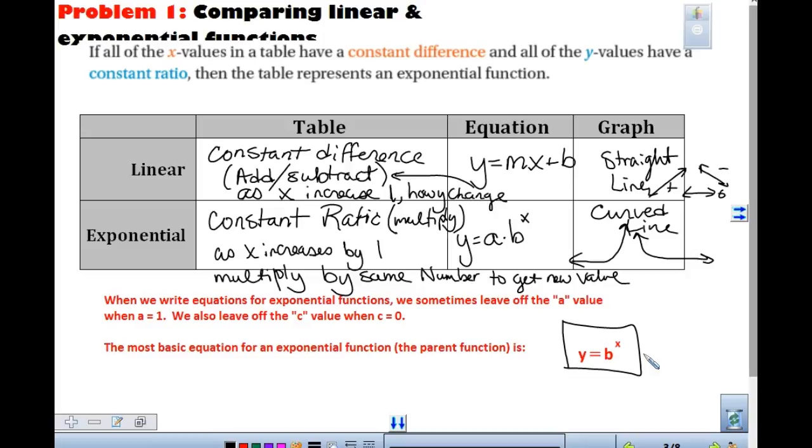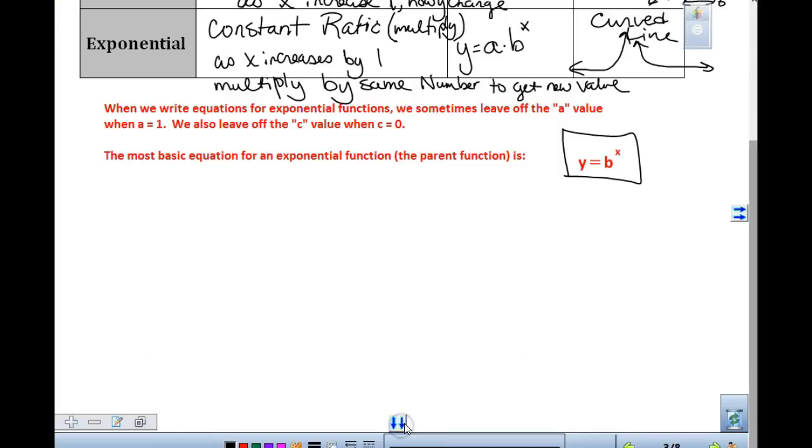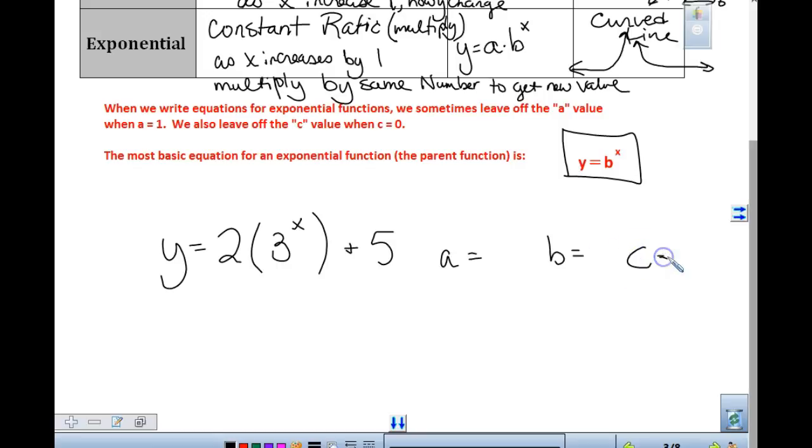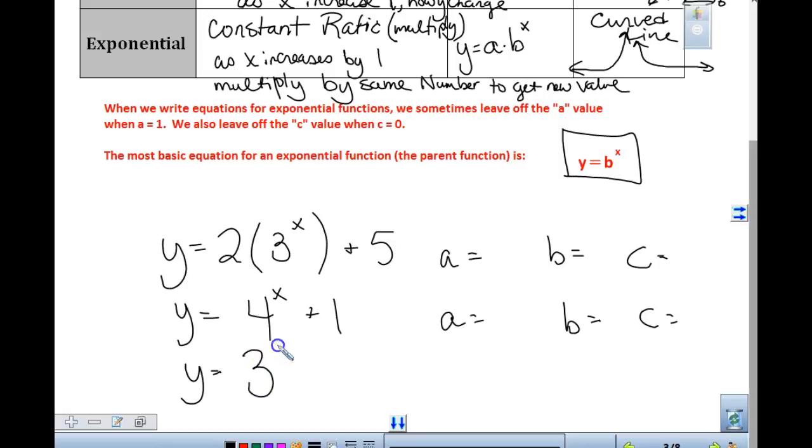They give you 3 equations. And the 3 equations were y is equal to 2 times 3 to the x plus 5. You are asked to identify the a, the b, and the c. Do that for these 3 equations, please. Y equals 4 to the x plus 1. Tell me what is a, what is b, and what is your c value for each one. They all will have a number for each part.